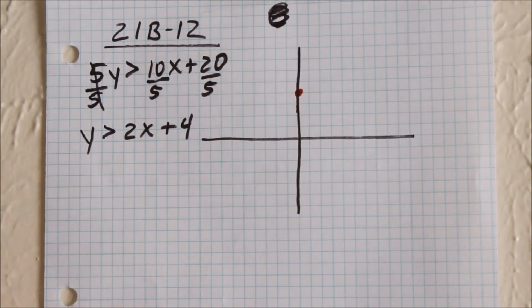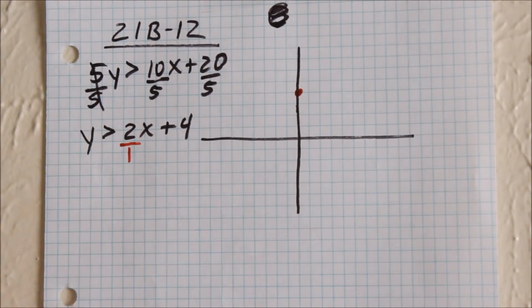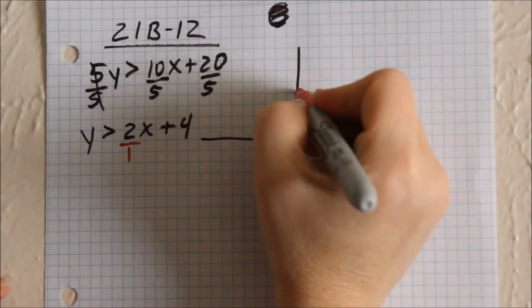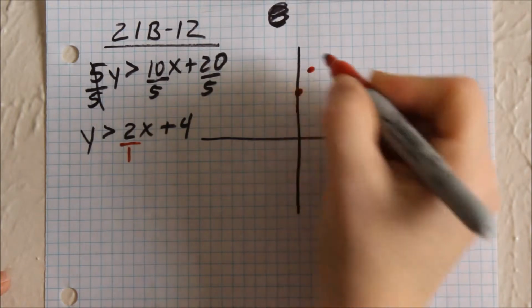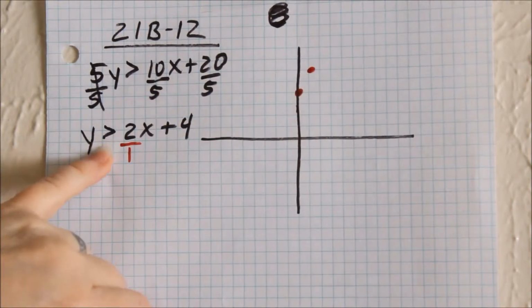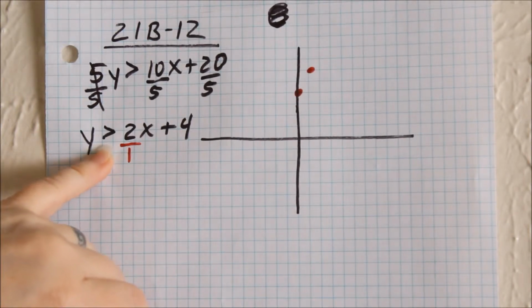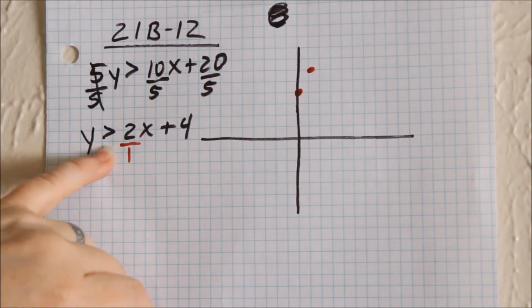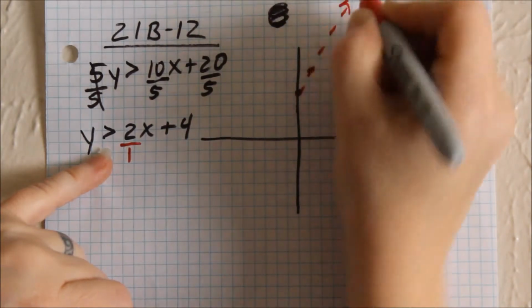I have a slope of 2. I can make it into a fraction, 2 over 1. So positive 2 over positive 1 means count up 2, over to the right 1. So from my y-intercept, count up 2, over positive 1. When you draw your line, because this is greater than, I want a dashed line. Only when it's greater than or equal to, when you have the equal to sign on there, it's a solid line. But when it's greater than or less than, it's a dashed line. So we make this a dashed line.